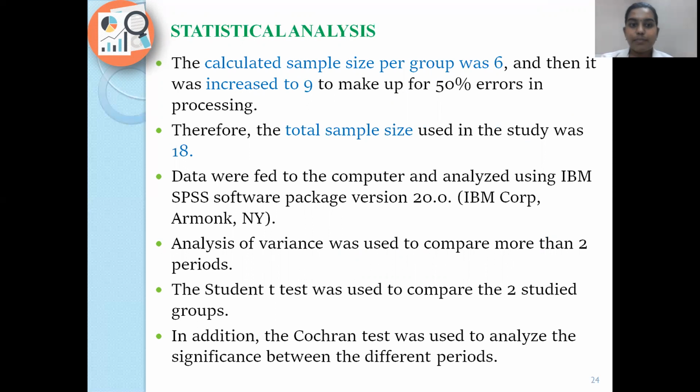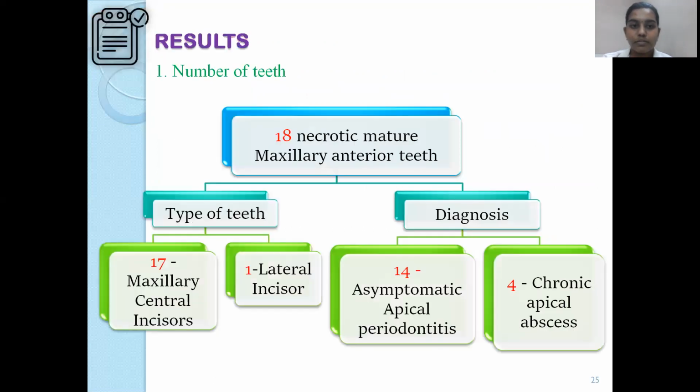Statistical analysis. The calculated sample size per group was 6, and then it was increased to 9 to make up for 50% errors in processing. Therefore, the sample size used in the study was 18. Data were fed to the computer and analyzed using IBM SPSS software. Analysis of variance was used to compare more than 2 periods. The Student t-test was used to compare the 2 studied groups. In addition, the Cochran test was used to analyze the significance between the different periods.